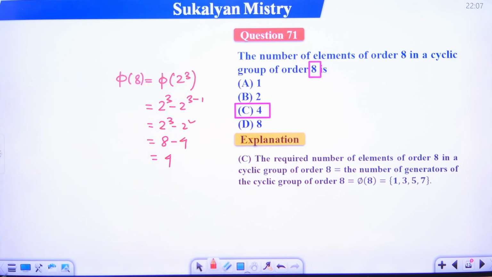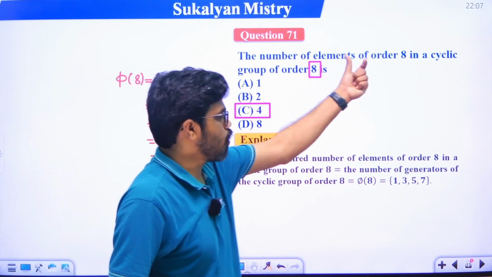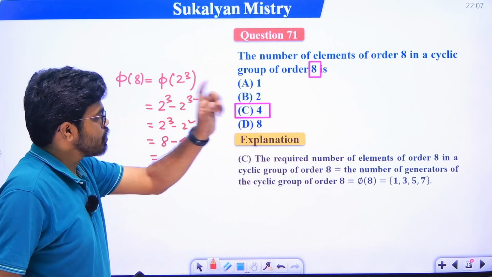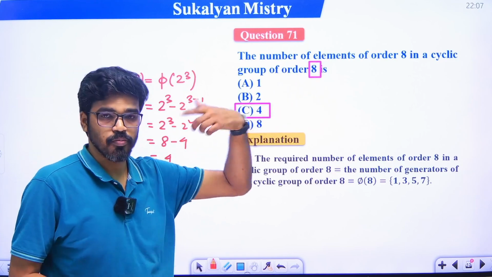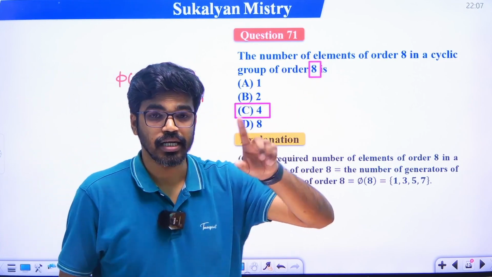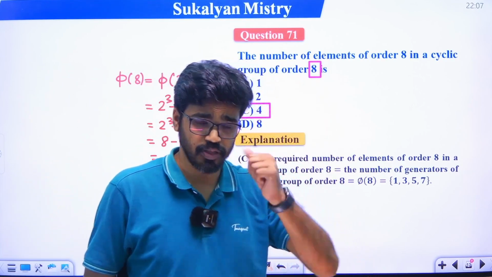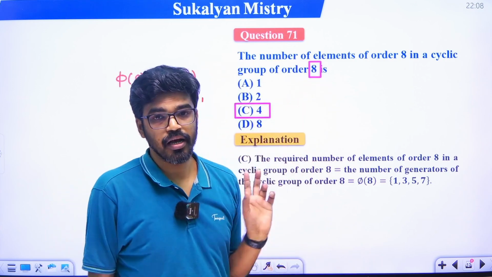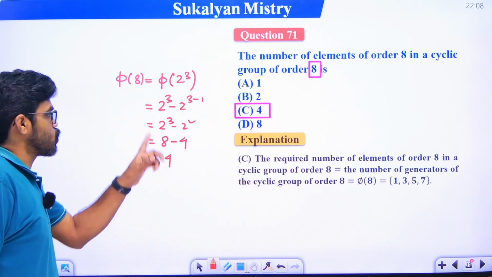Okay, the number of elements of order 8, that means we have to find the number of generators of the cyclic group of order 8. So now how to find the number of generators? That is Euler's phi function, that is phi n. So here the order of the group is 8, so we have to calculate phi 8. Okay, so option C is the correct answer.